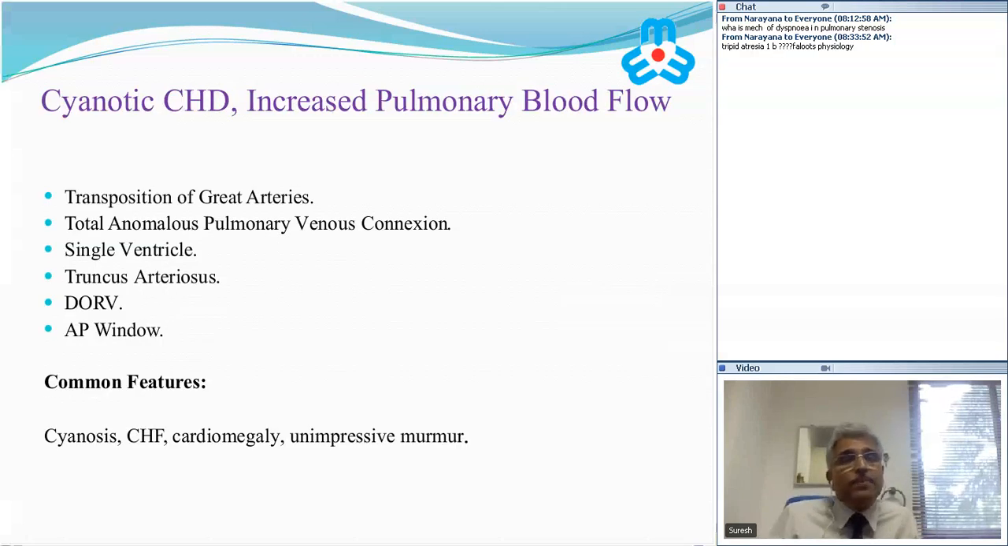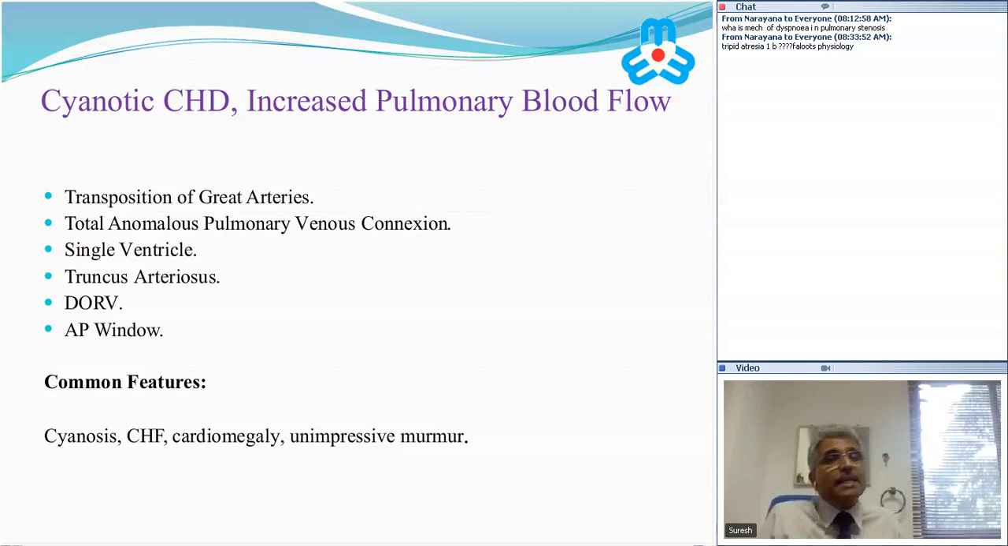And remember, this is all cyanotic congenital heart disease with reduced pulmonary blood flow. Now to go to the other end of the spectrum, increased pulmonary blood flow. If you have transposition of the great arteries, or total anomalous pulmonary venous connection, or a single ventricle, or truncus arteriosus, or a double outlet right ventricle with a large VSD, or an aortopulmonary window, these are all conditions where there is cyanosis, heart failure, cardiomegaly, a generally unimpressive murmur, and a chest X-ray showing increased vascularity.